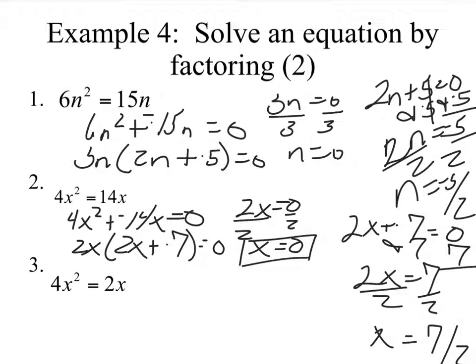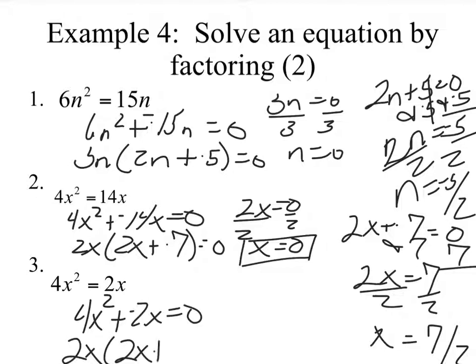So in the third problem, I'm going to bring that 2x over. So we have 4x squared plus negative 2x equals 0. Pull out a 2x, and that leaves me with 2x plus negative 1 equaling 0. So 2x equals 0. Divide each side by 2. X equals 0. 2x plus negative 1 equals 0. Move the 1 over, it becomes positive. So 2x equals 1. Divide each side by 2. We get x equaling 1 half.